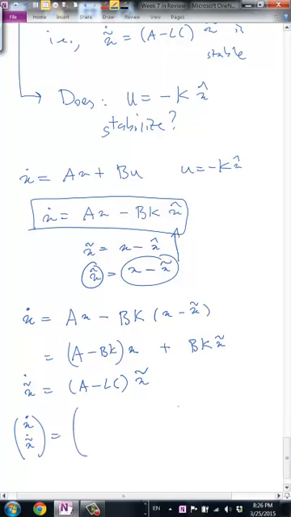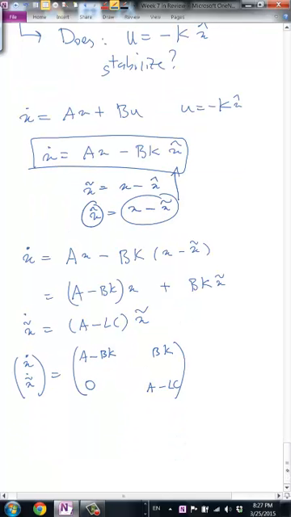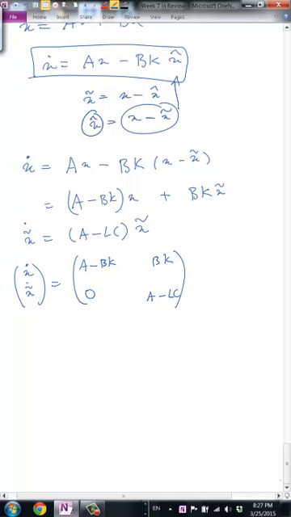So let's write now the dynamics for both together, X dot and X tilde dot. You can see that this is going to be a big matrix, 2n by 2n, with A minus BK up here, BK, 0, and A minus LC. And is this stable? Is this big matrix stable?